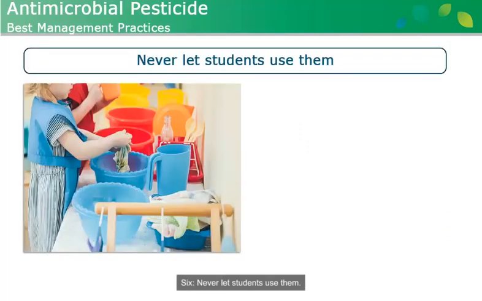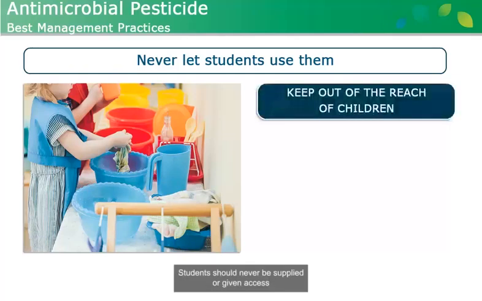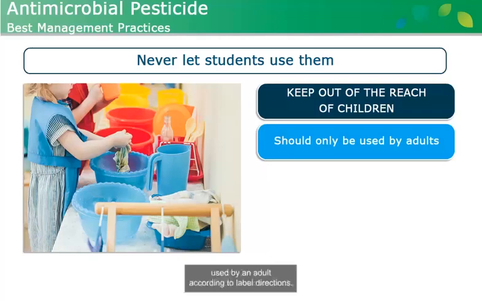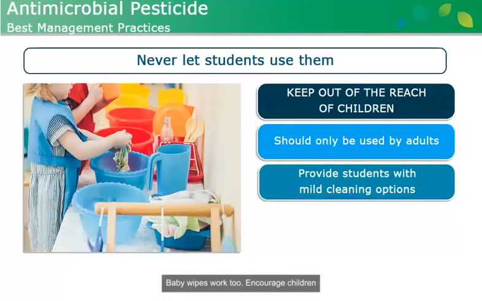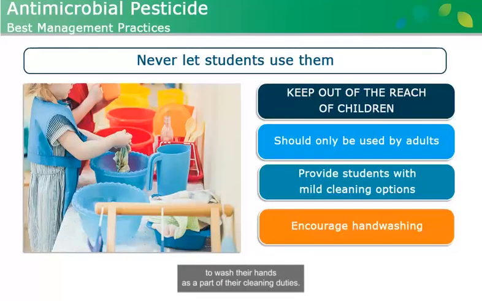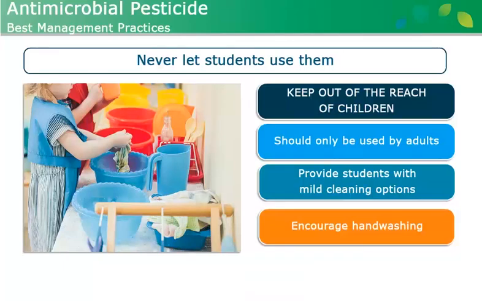6. Never let students use them. Students should never be supplied or given access to antimicrobial pesticides. As we discussed earlier in the training, children's bodies are still developing and have less natural defenses than adults do. Antimicrobial pesticide products should only be used by an adult according to label directions. However, that doesn't mean children cannot help keep their classroom clean. Diluted mild soap with water is an effective solution to wipe fingerprints and other grime from hard surfaces. Baby wipes work too. Encourage children to wash their hands as a part of their cleaning duties. Save the antimicrobial pesticides for after class when you have time.